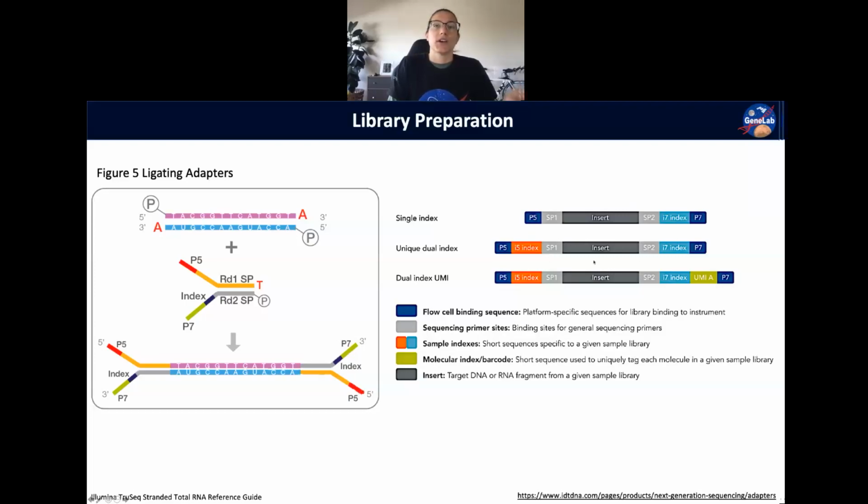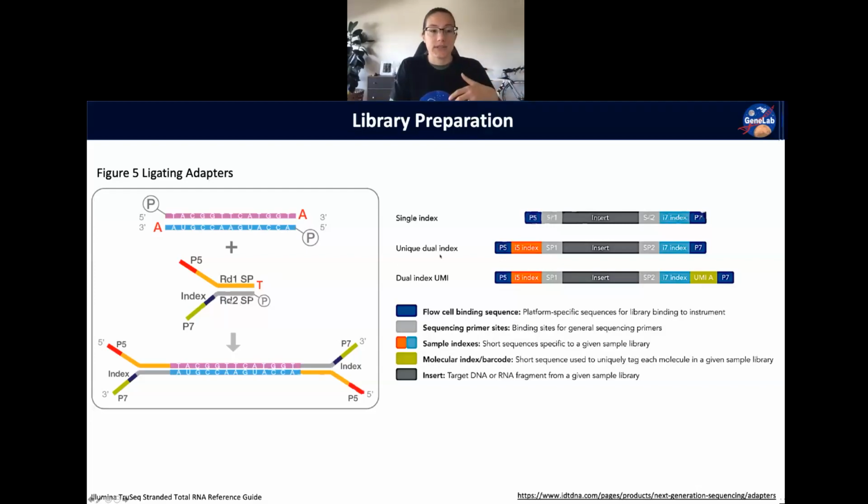And so this is just another way of viewing these adapters. What you're seeing here, these adapters represent single index. So you have your P5 and your SP priming region associated with the P5 side. You have your region of interest. You have your SP priming region associated with the P7 side. But then you also have this index on the P7 side. So that's what's being represented here.